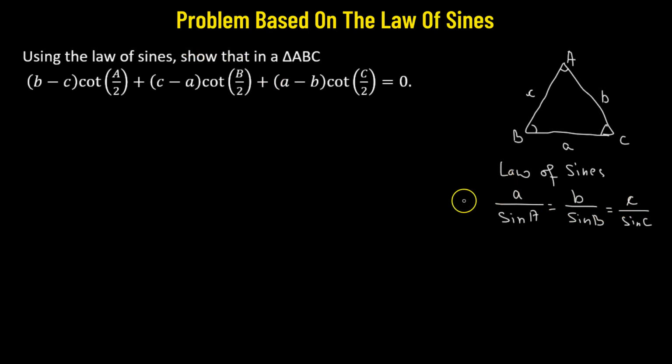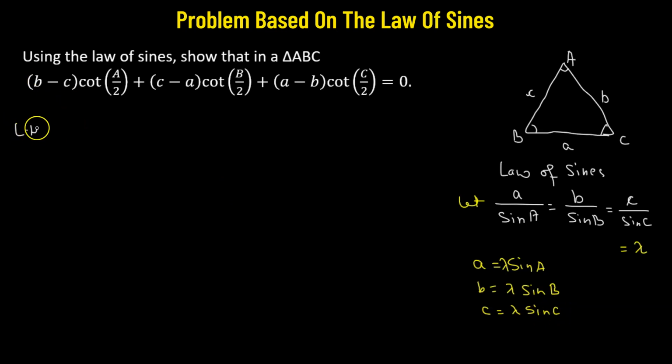Now what we'll do, we will consider this ratio and suppose that this ratio equals a constant lambda. Then we can rewrite a as lambda times sine A, b will be equal to lambda times sine B, and c will be equal to lambda times sine C. Right. Now let's start from the left hand side.